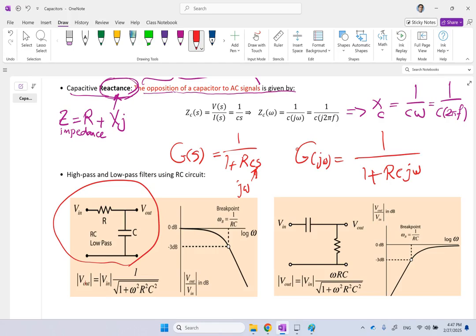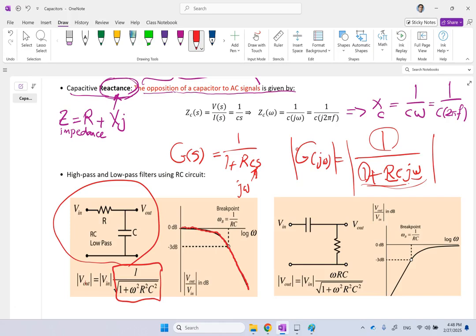And this one has a magnitude and it has an angle. Now, for filters, mostly we care about their magnitude. So what we want is the magnitude of this. And of course, the magnitude of 1 is 1. This is a complex number, so its magnitude is the square root of the real part squared plus the imaginary part squared. And if you plot that versus frequency, this is going to be the plot of the magnitude of the transfer function.